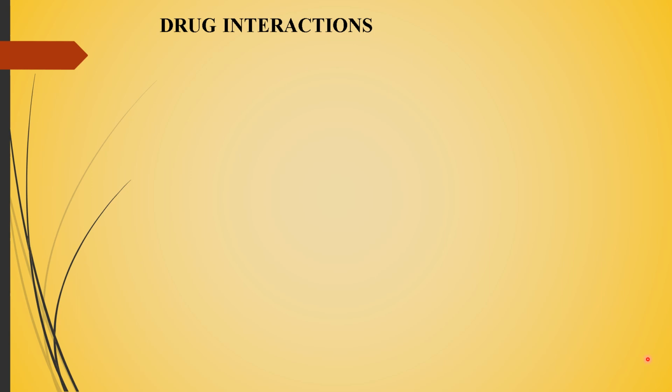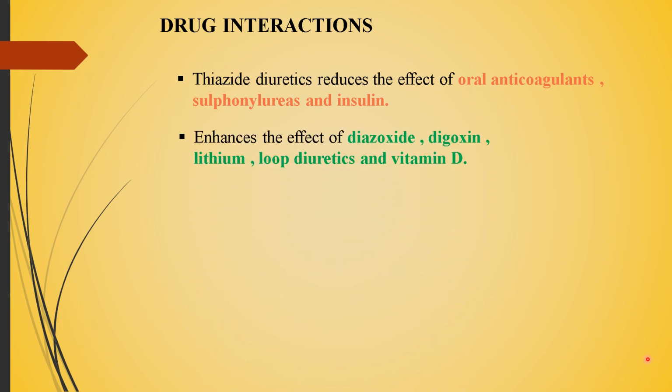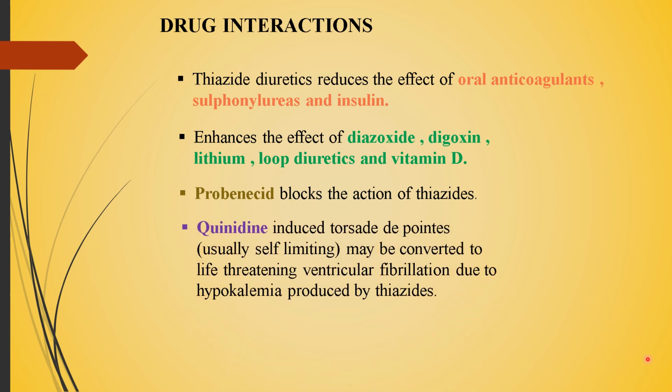Drug interactions of thiazide diuretics. Thiazide diuretics reduce the effect of oral anticoagulants like apixaban and dabigatran, sulfonylureas like tolbutamide, and insulin. They enhance the effect of diazoxide, digoxin, lithium, loop diuretics and vitamin D. Probenecid, which is used in gout, blocks the action of thiazides. Quinidine-induced torsades de pointes, usually self-limiting, may be converted into life-threatening ventricular fibrillation due to hypokalemia produced by thiazides. And thiazides increase the toxicity of lithium.